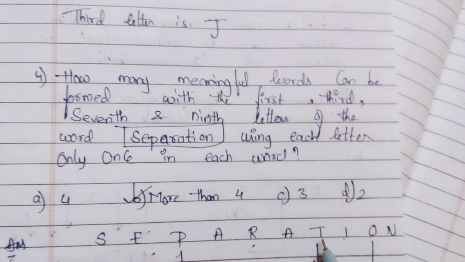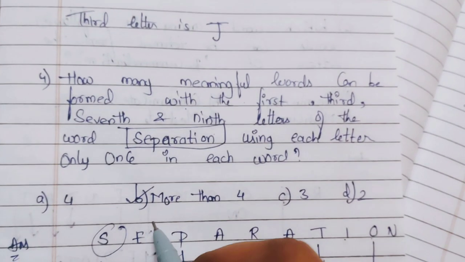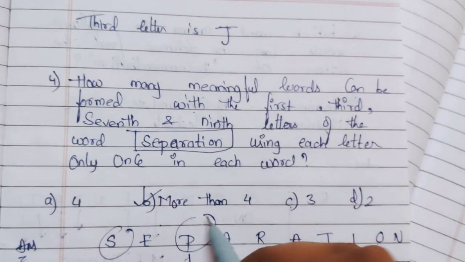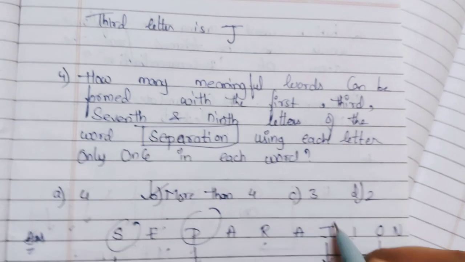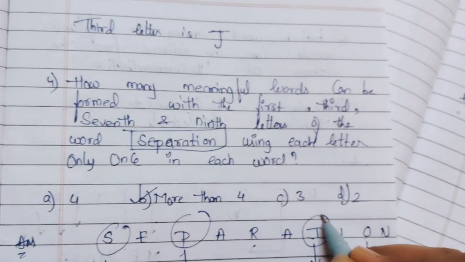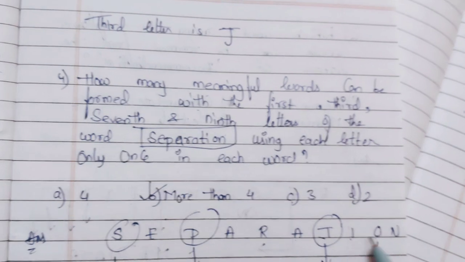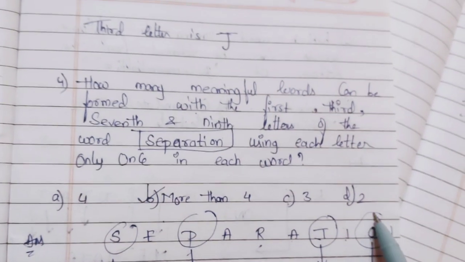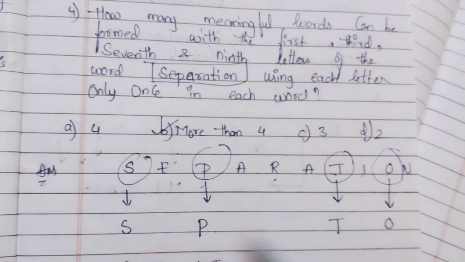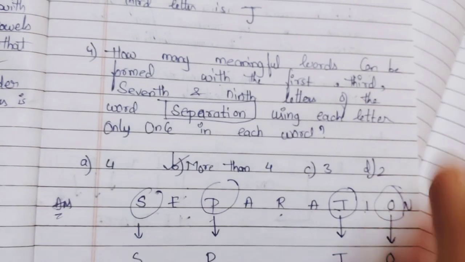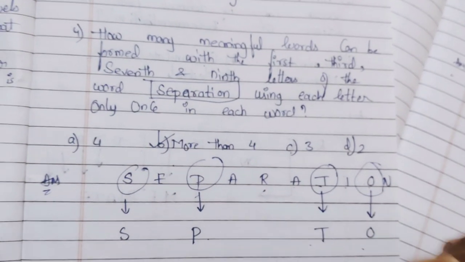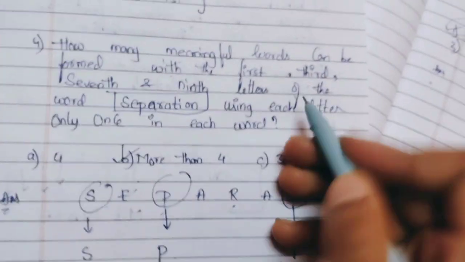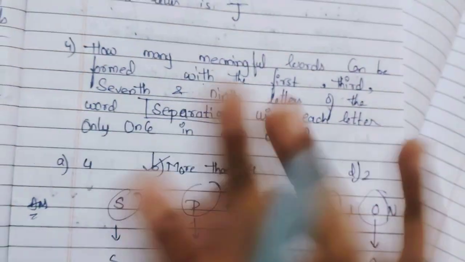Now it's saying from the first, this is the first letter. From the third, this is the third letter. Seventh: 1, 2, 3, 4, 5, 6, 7, this is the seventh letter. And ninth: 8, 9, the ninth letter is O. Now using these letters S, P, T and O, how many words can we make, with each letter used only once in each word?